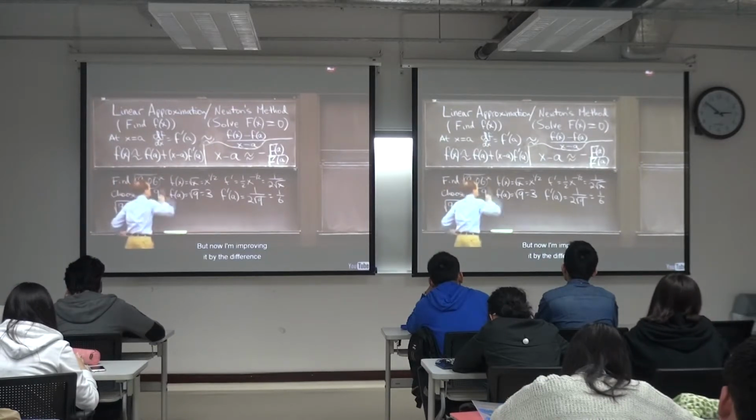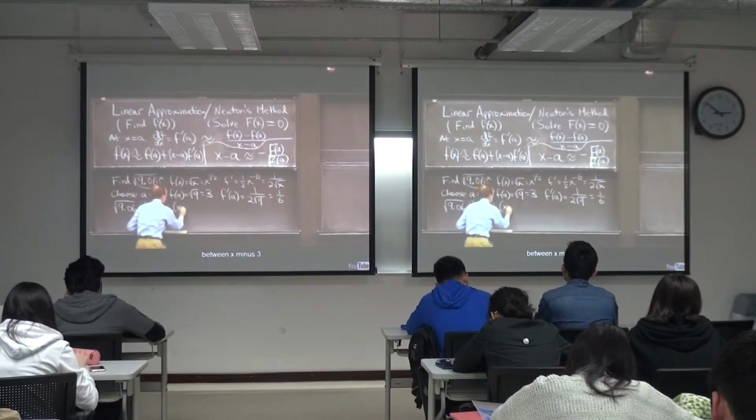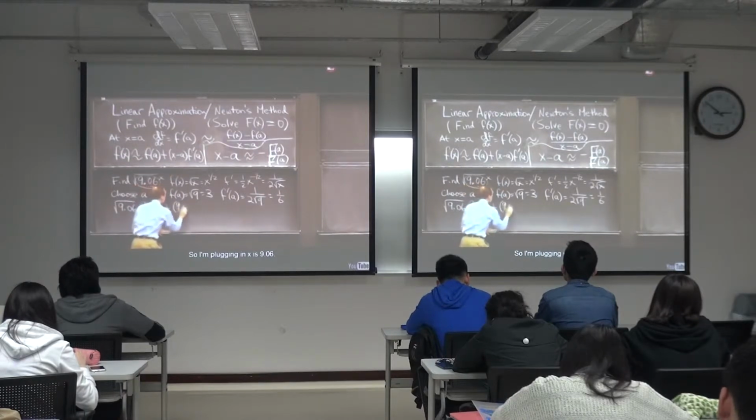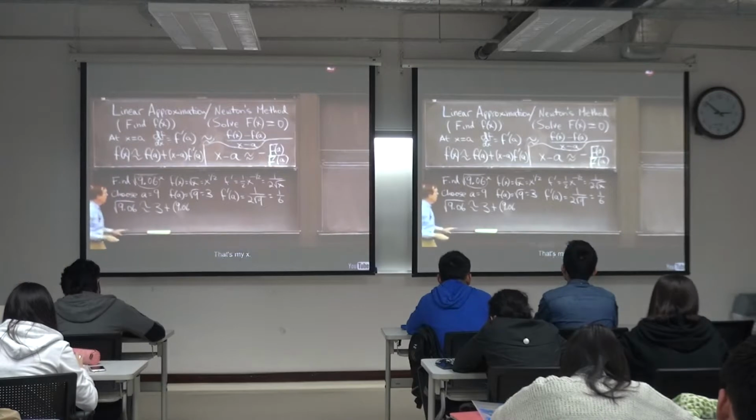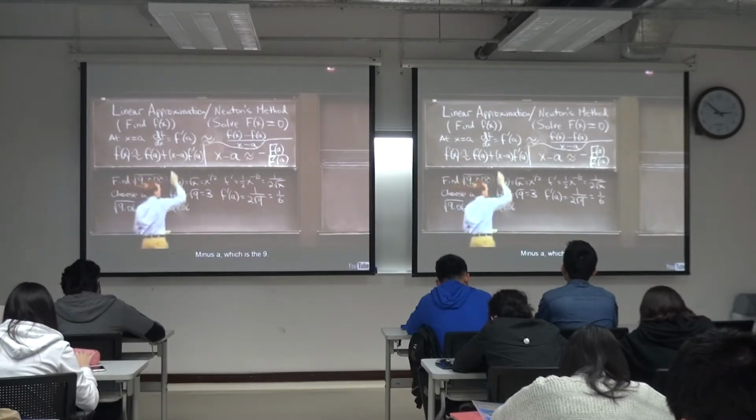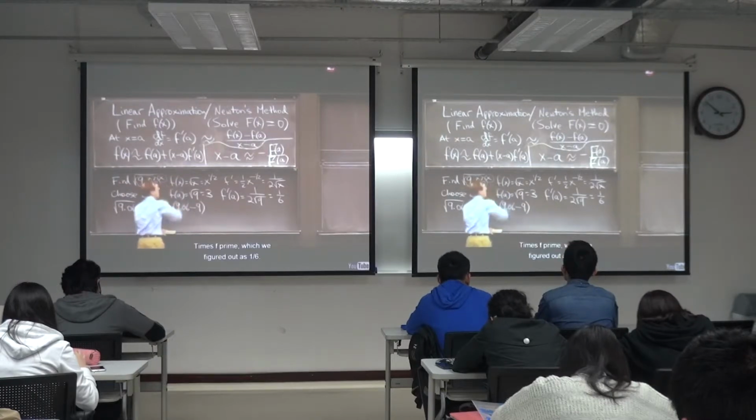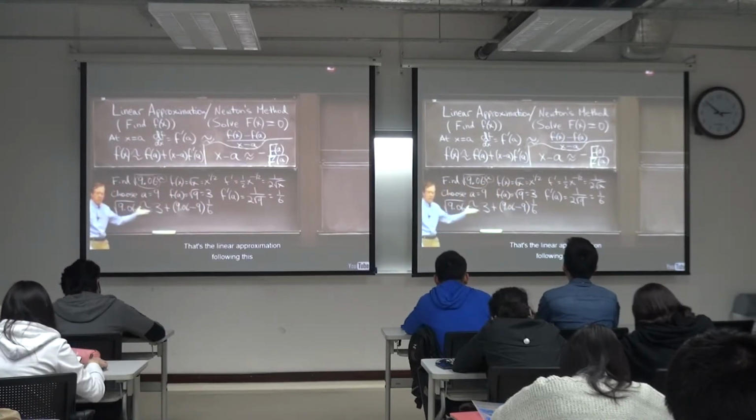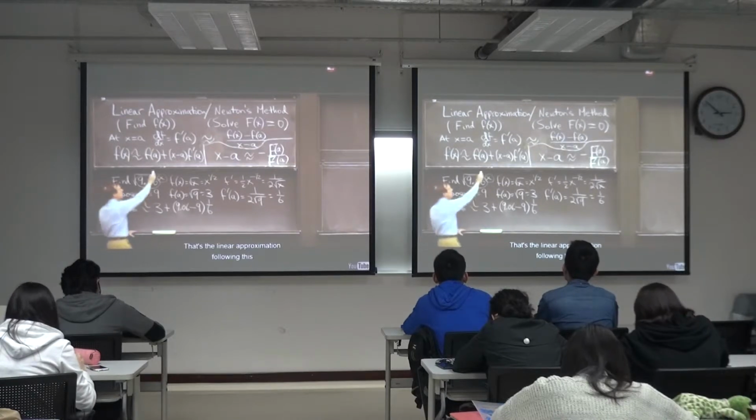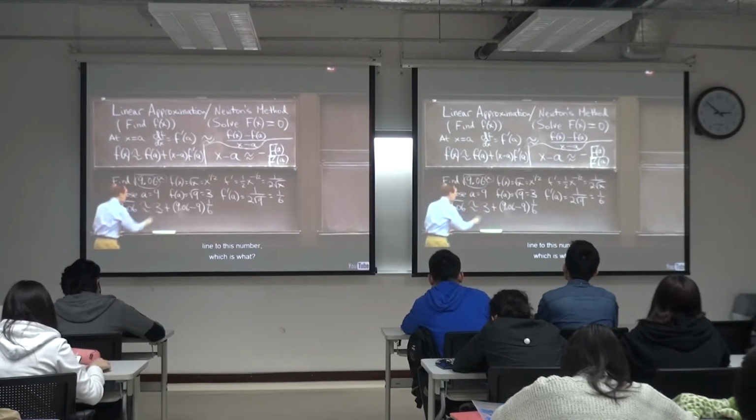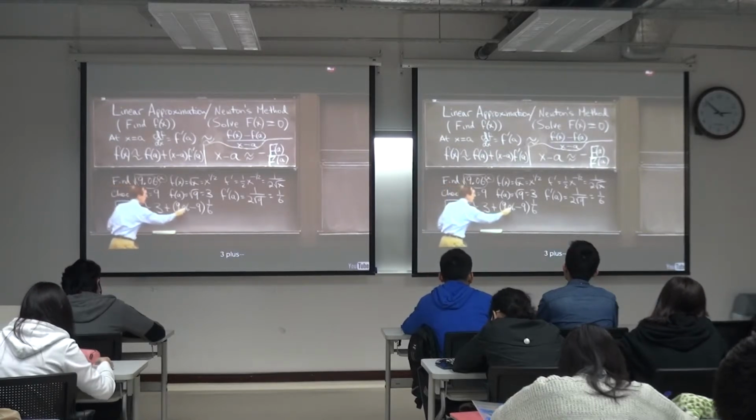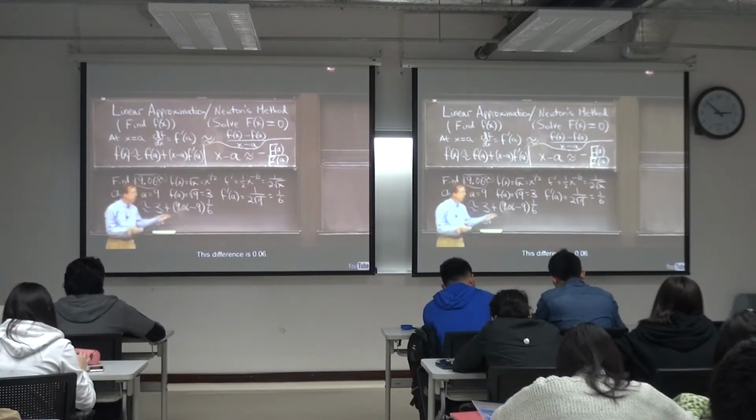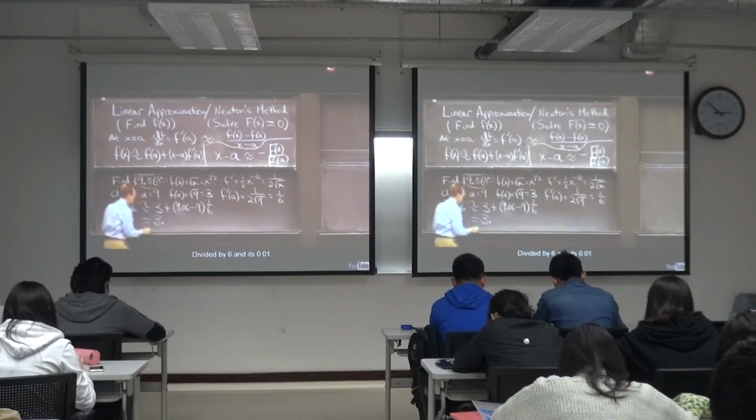That's the approximation I started with, just using the 9. But now I'm improving it by the difference between x and a. Well, what is x? I'm plugging in x is 9.06. That's where I really want the square root. Minus a, which is the 9, times f prime, which we figured out as 1/6. That's the linear approximation, following this line to this number, which is what? 3 plus, this difference is 0.06, divide by 6, and it's 0.01.